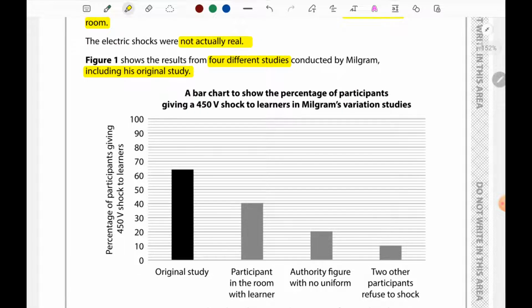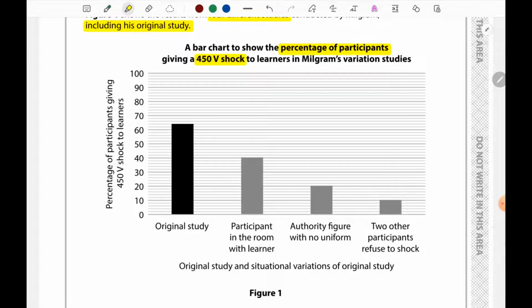Okay, so a bar chart to show the percentage of participants giving a 450-volt shock to learners in Milgram's variation studies. Then we should always read the x-axis. The x-axis label reads original study and situational variations of the original study. So each bar is representing either the original study or some variation of it.